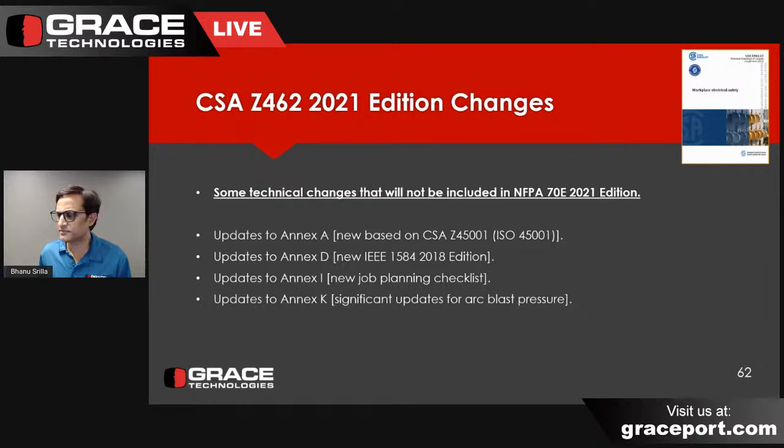Same thing for Annex D. We wiped out all the IEEE 1584 formulas and we just point to it. Annex I, we have our own version of the job safety planning form.